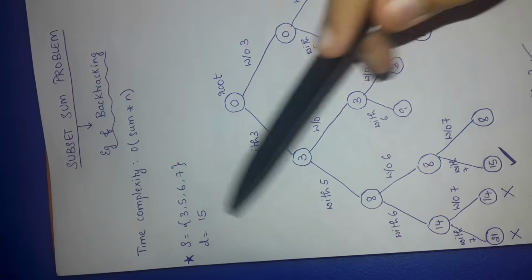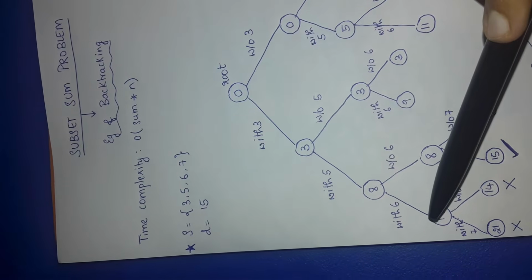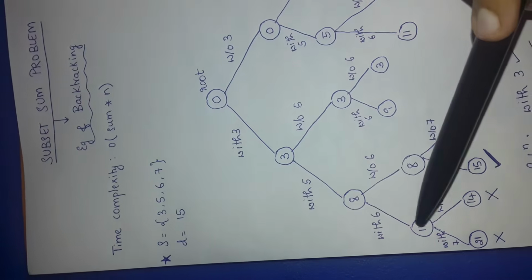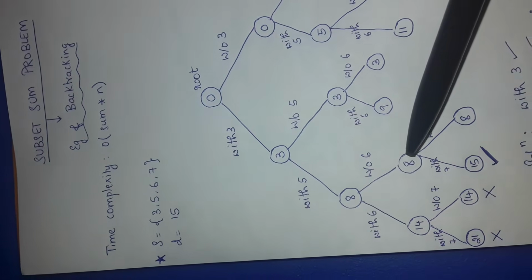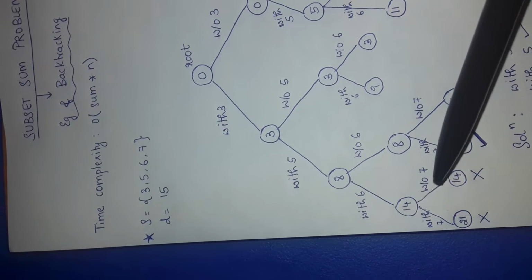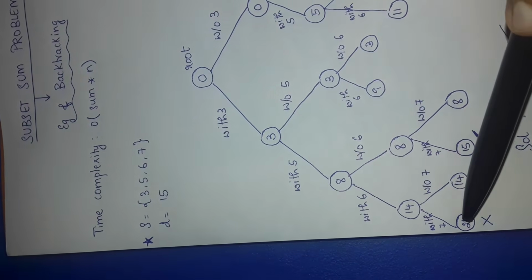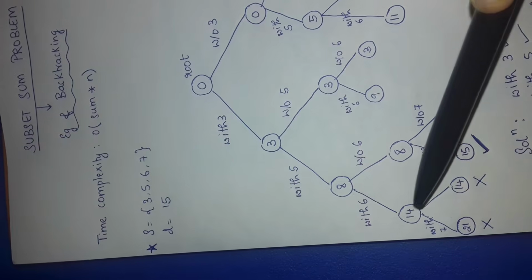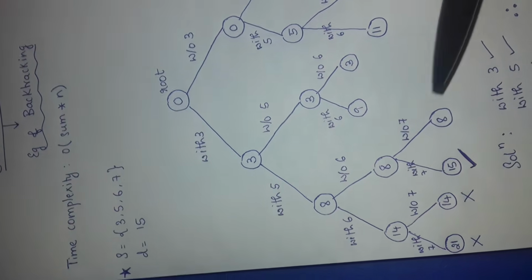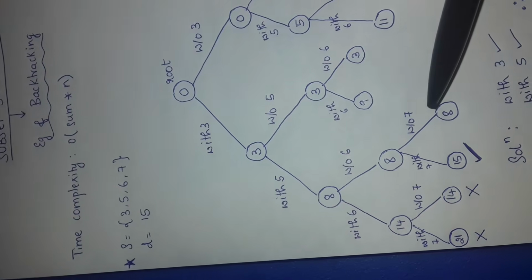Next element is 6. So, 8 plus 6, with 6, without 6. 8 plus 6 is 14 and without 6 is 8. Next we have 7. So with 7, without 7. 14 plus 7 is 21. Without it is 14 only. 8 plus 7 is 15 and without it is 8 only.